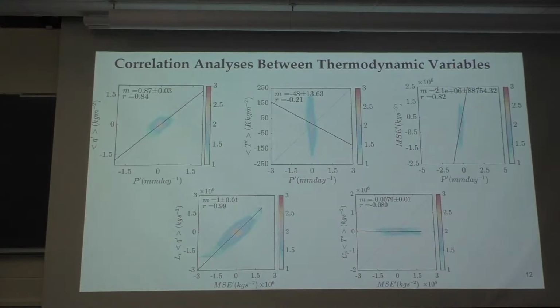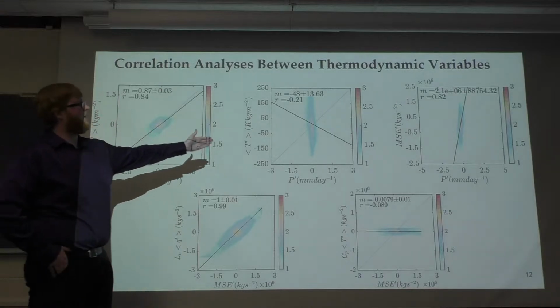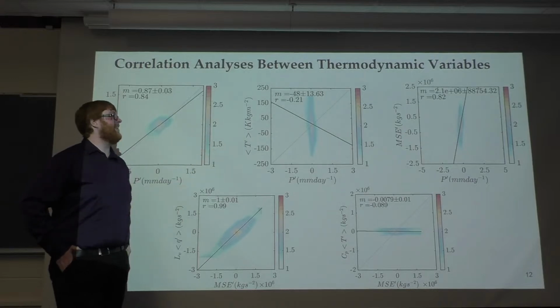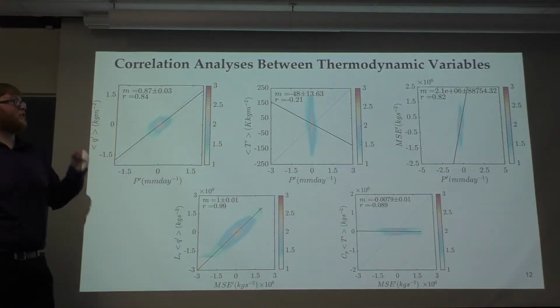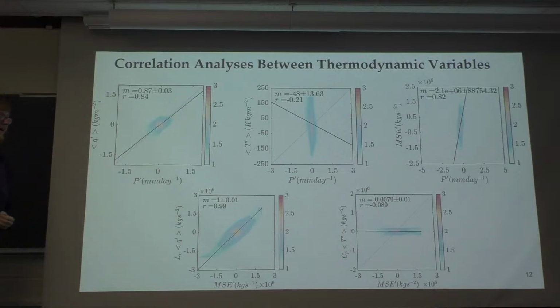So, moving forward to our correlation analyses, we would expect there to be a high correlation between humidity and precipitation, which we see. We have a correlation of 0.84, which is very nice. Looking at our correlation between temperature and precipitation, we notice that there is a negative correlation, but not only that, that correlation is very weak, meaning that our temperature and precipitation don't really explain each other well.